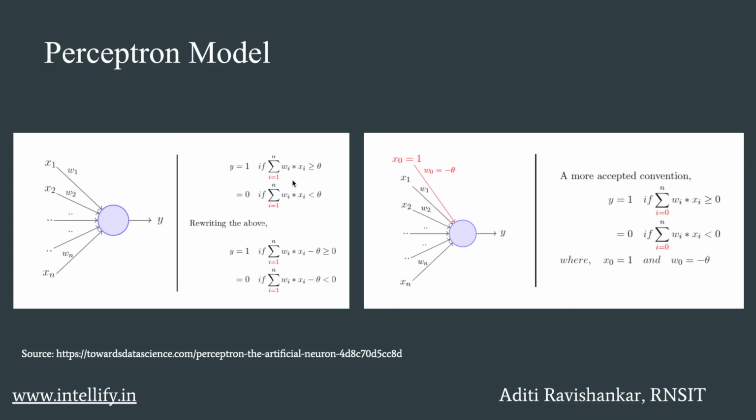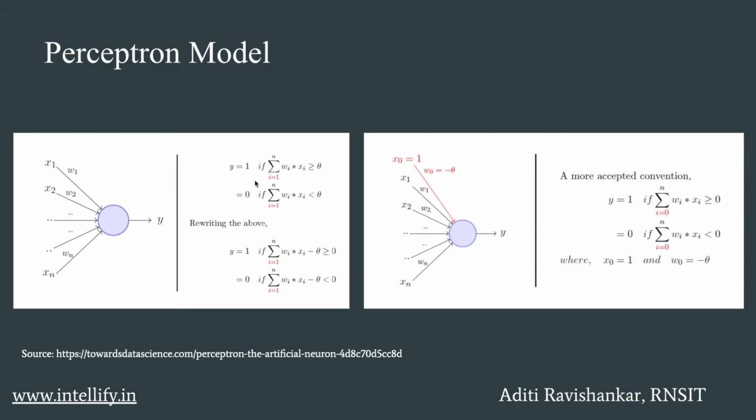Before in the MP neuron, we only saw the summation of xi. But here we're adding weights to each input. That means we're adding some sort of importance to the input. Weights are nothing but measures of importance. So now we're taking the summation of the weighted inputs. And this summation, if it is greater than or equal to the thresholding parameter, that is theta, the neuron will fire. If it is lesser than the thresholding parameter theta, the neuron will not fire.